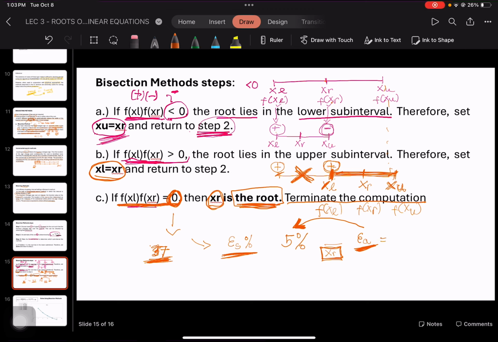Ano yung relative approximate error? Di ba? Present minus previous ba yun? I-check nyo lang over present ba? Times 100. So, yung mga values dito, you are actually referring to your XR. Yung present XR minus previous XR over present XR. You multiply sa 100. Okay?